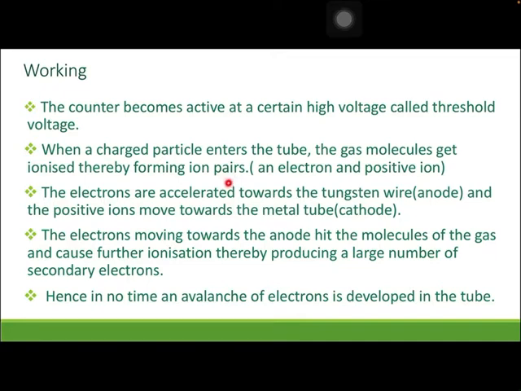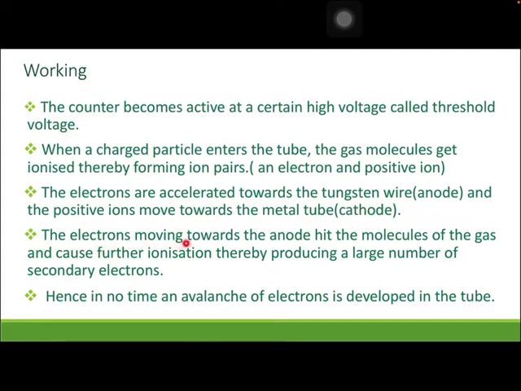As soon as they enter the GM tube, what happens? The gas molecules, the argon molecules, get dissociated. So you have a positive argon ion, and electrons are removed. So you have an electron and a positive ion. They are dissociated. The electrons are accelerated towards the tungsten wire, that is the anode. Electrons being negatively charged are attracted to the positive anode, and the positive ions move towards the metal tube, which is nothing but the cathode.